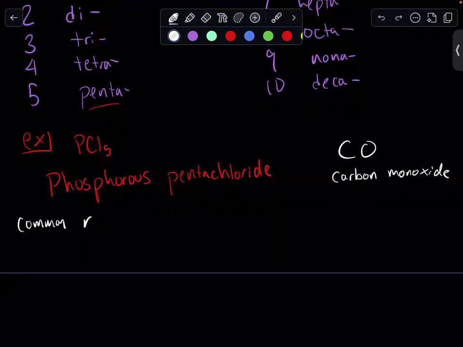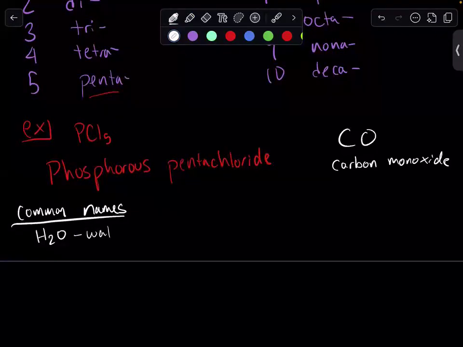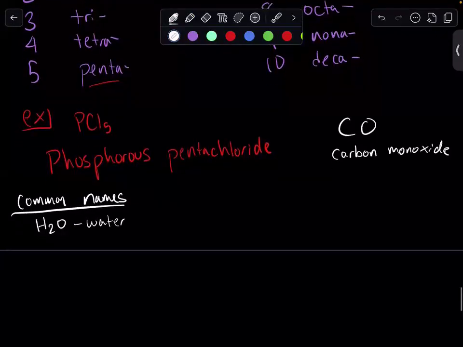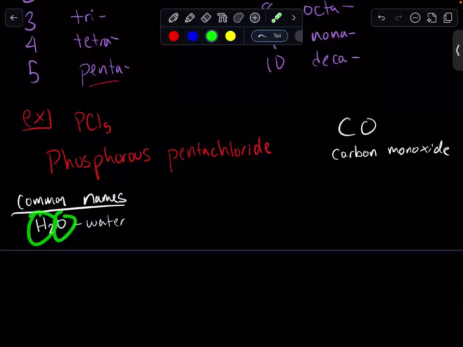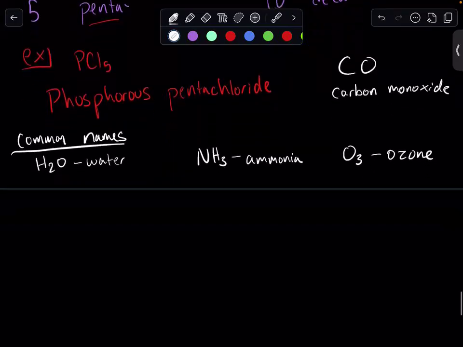So these are names where we use the common name, not the scientific name. H2O, you know, is water, when really sometimes we might call it dihydrogen monoxide. So H2O should be dihydrogen monoxide. We call it water. NH3, which should be nitrogen trihydride, we actually call ammonia, not ammonium, ammonia. O3, which should be trioxide, is actually called ozone. So when you think of the ozone layer, that's what we're talking about.